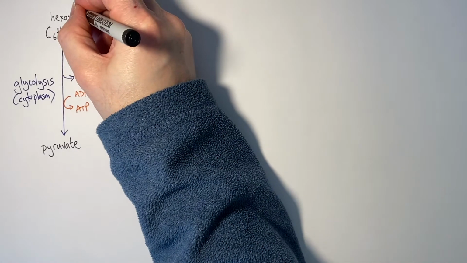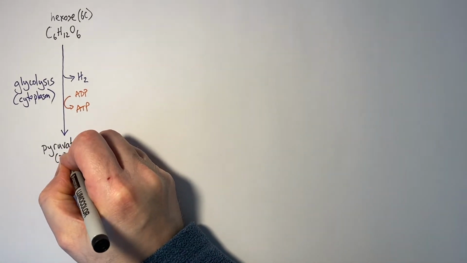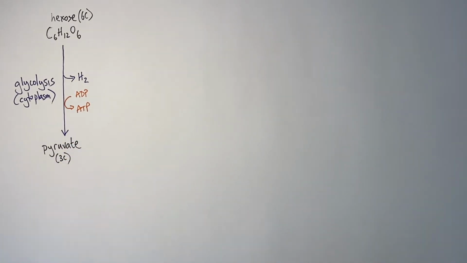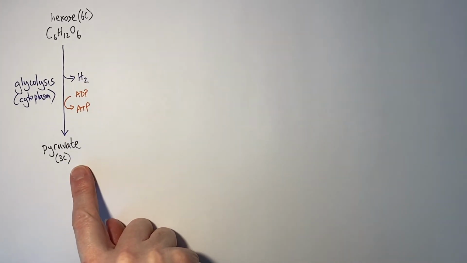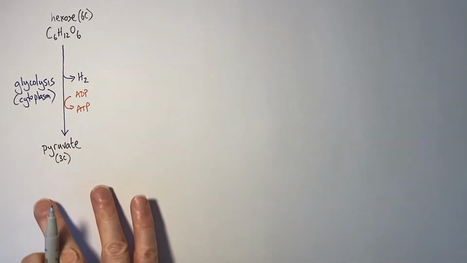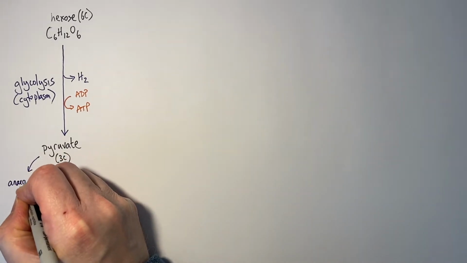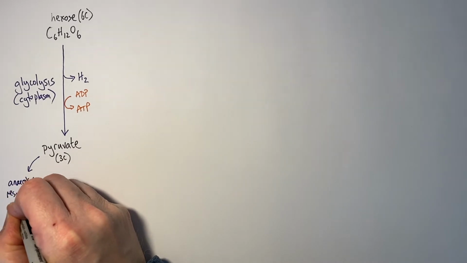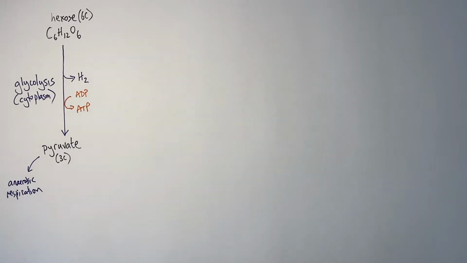Now hexose, of course, is a 6-carbon compound. Pyruvate is a 3-carbon compound. You do need to know the structure of hexose, glucose. You do not need to know the structure of pyruvate. So that process takes place in the cytoplasm. Pyruvate has 2 possible destinations. If there's no oxygen present, then that will go to anaerobic respiration. And I'm not going to talk any more about that in this video.